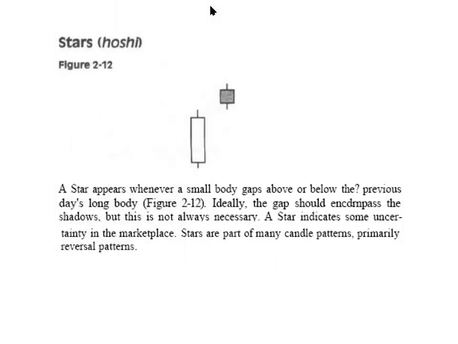So these are the stars. A star appears whenever a small body gaps above or below the previous day's long body. Ideally, the gap should encompass the shadows, but this is not always necessary. A star indicates some uncertainty in the marketplace. Stars are part of many candle patterns, primarily reversal patterns. So here the star is the black body which you see beside the white body.